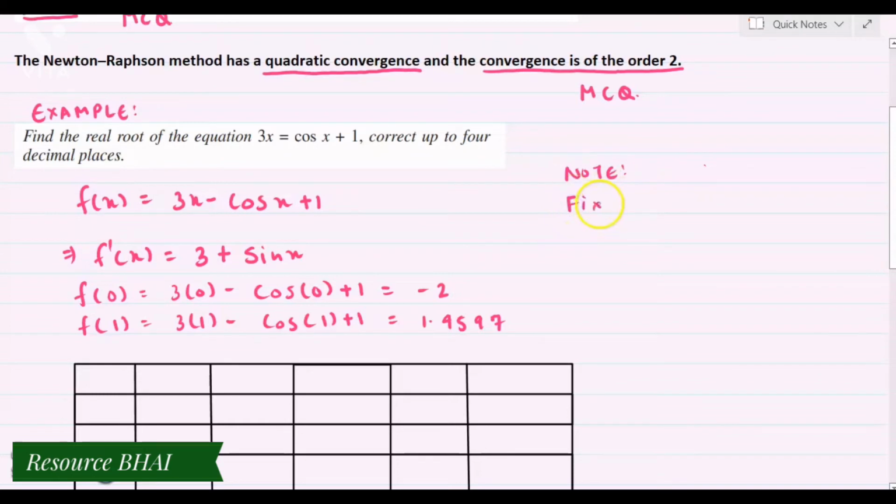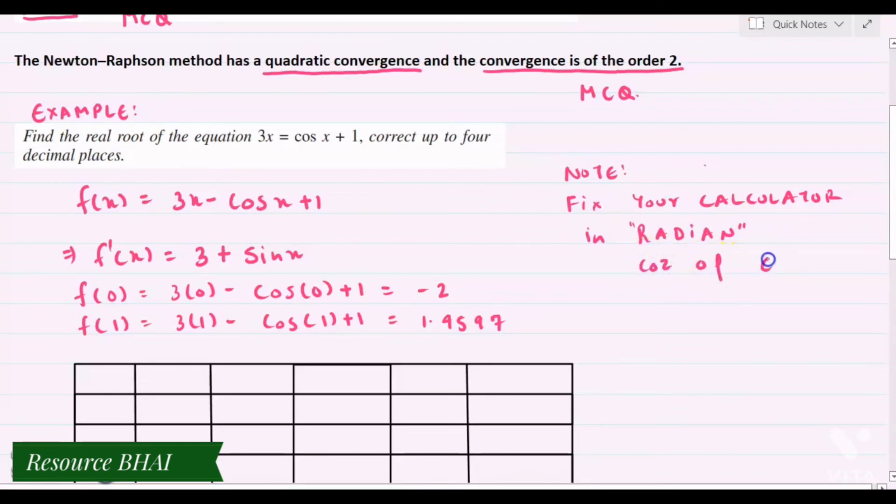Now you need to remember an important note: fix your calculator in radian mode, because you can see that we have a cos function in the equation, and the equation is a transcendental equation also. This is very important.